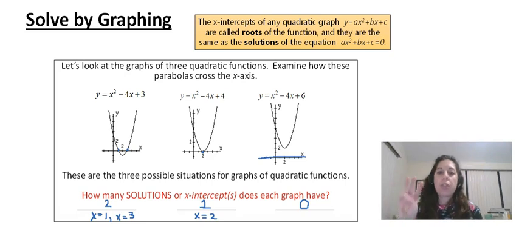So there are three types of answers we can get here. We can get two solutions, one solution, or a no solution graph when graphing quadratic equations.